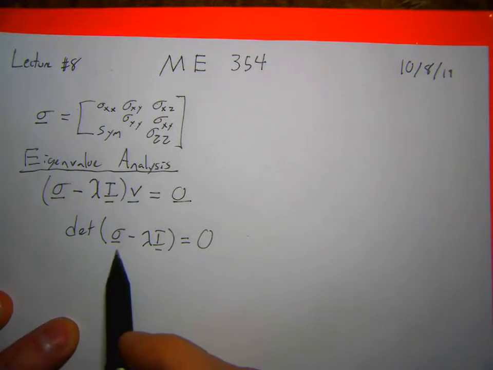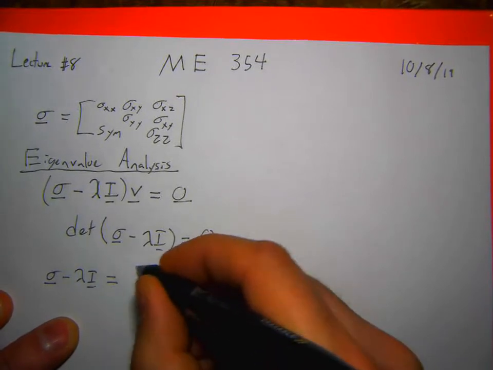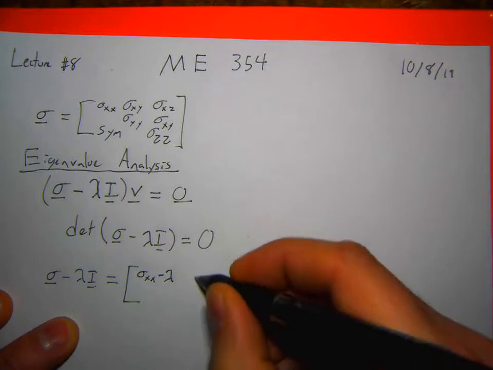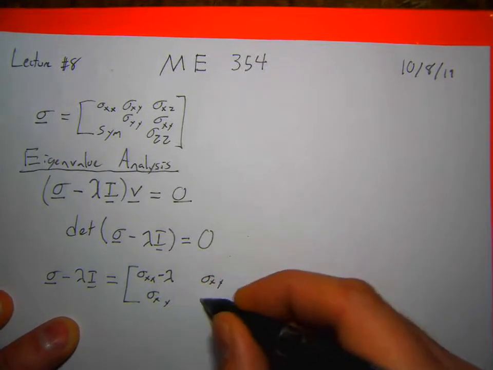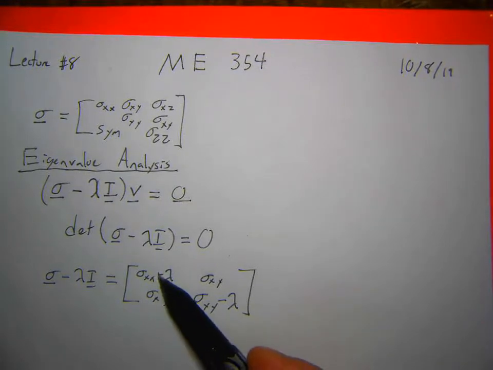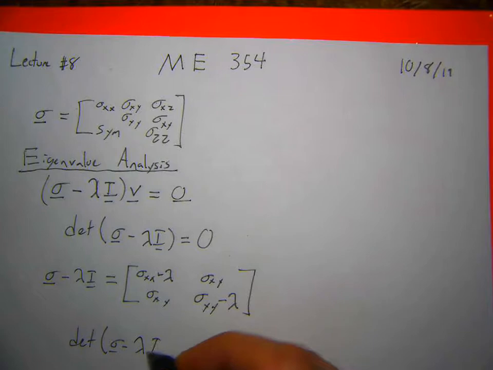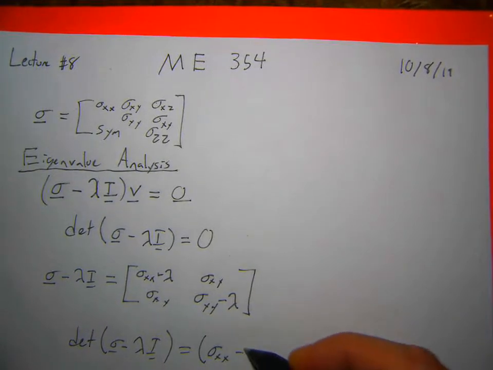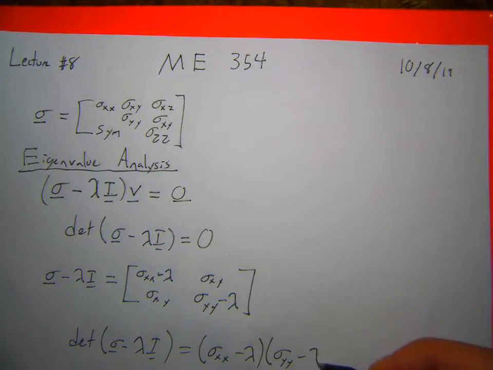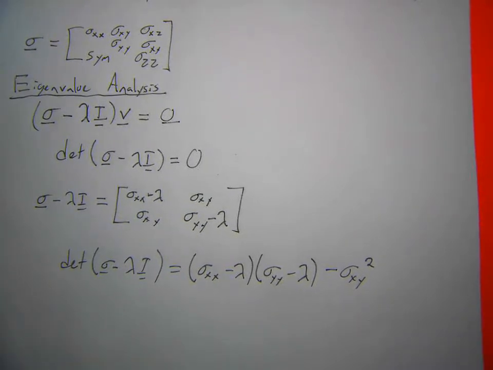So what I can do now for a 2x2 matrix, I'm not going to do it for a 3x3, is I can say sigma minus lambda I in 2D is sigma xx minus lambda, sigma xy, sigma xy, sigma y minus lambda. The determinant of a two-dimensional matrix, I'm going to take this term times this term minus this term times this term. So then the determinant of sigma minus lambda I is going to be sigma xx minus lambda times sigma y minus lambda minus sigma xy squared.